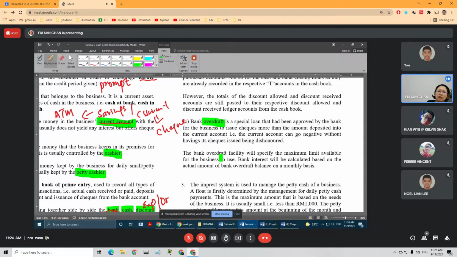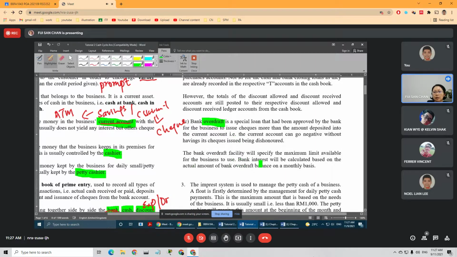So this bank overdraft is actually very convenient to the businessman. Later on, when your customer pays you, you bank it into your current account, and then you have the money. The interest is expensive, but it is for the convenience of the businessman. It is an arrangement with the bank. So here it says it's a special loan approved by the bank for the business to issue checks for more than the amount deposited into the current account. The current account can go negative without its checks being dishonored. Bank overdraft is very important, this one you must understand.